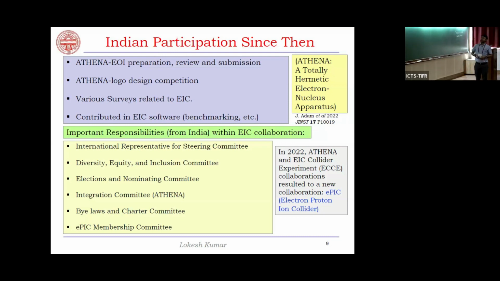So in 2022, the two detector proposals, Athena and ATHENA's counterpart, resulted in a new collaboration called the EPIC collaboration, Electron-Proton-Ion Collider. Now we are participating in this as a group from India.